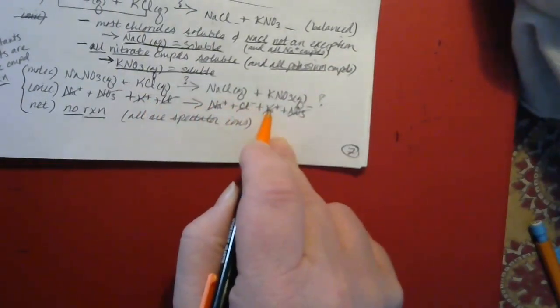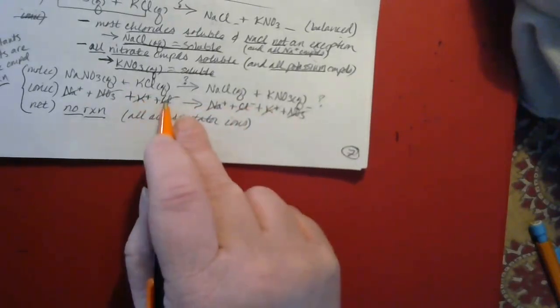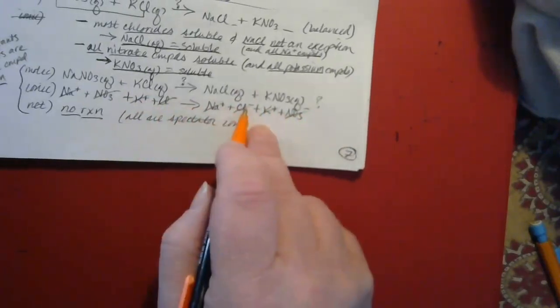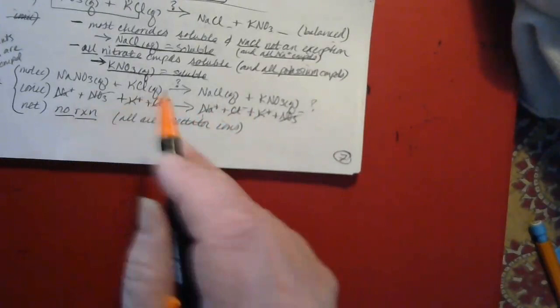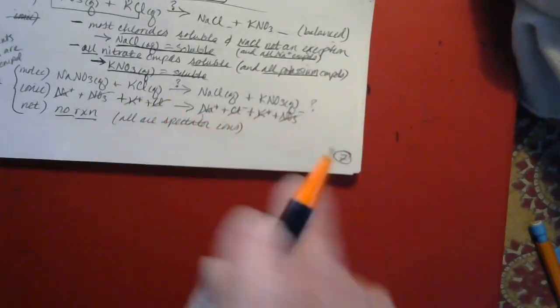And sure enough, they come out as exactly the same as they went in. So spectator ion, and the chloride ions will not always be spectator ions, but they are in this case. And so they're spectator ions too. They're all spectator ions. They all cancel out.